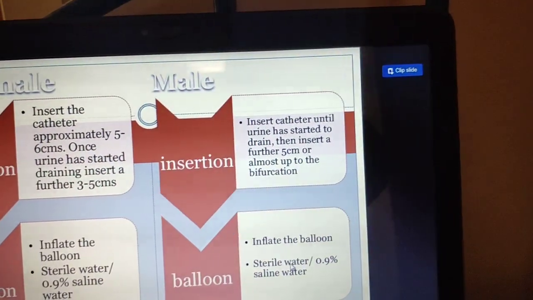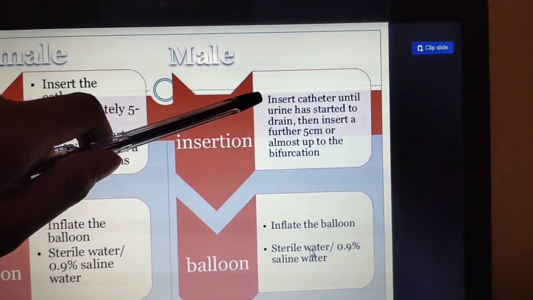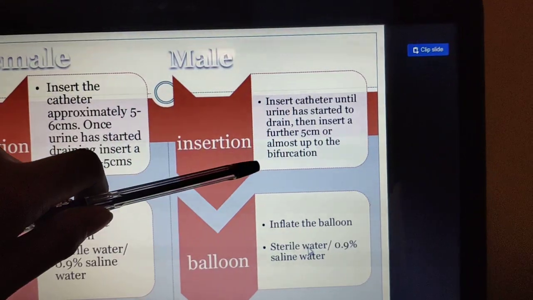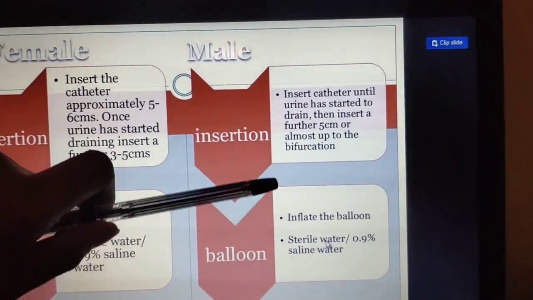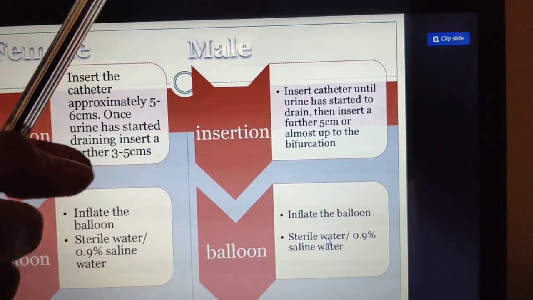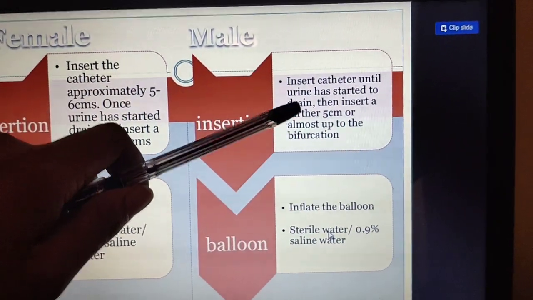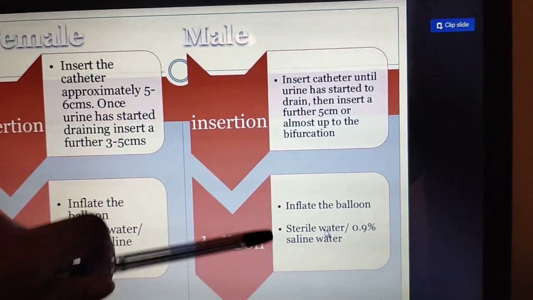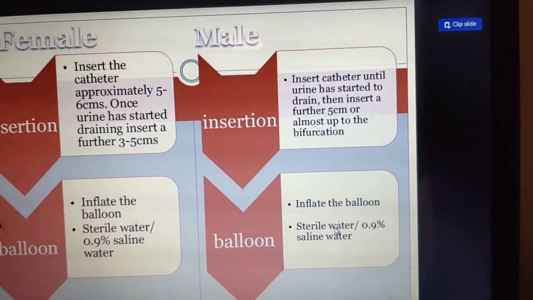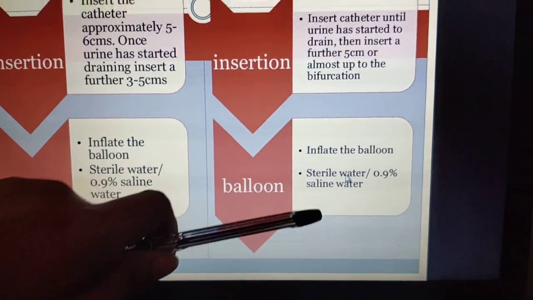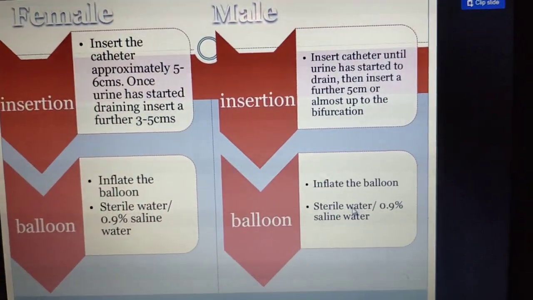Insert the catheter until the urine has started to drain. Then insert a further 5 centimeters or almost to the bifurcation. Once you are inserting, you will notice a little obstruction. You have to go until that point, which we call the bifurcation. Then inflate the balloon the same as for the female, with 10 ml of normal saline or water.